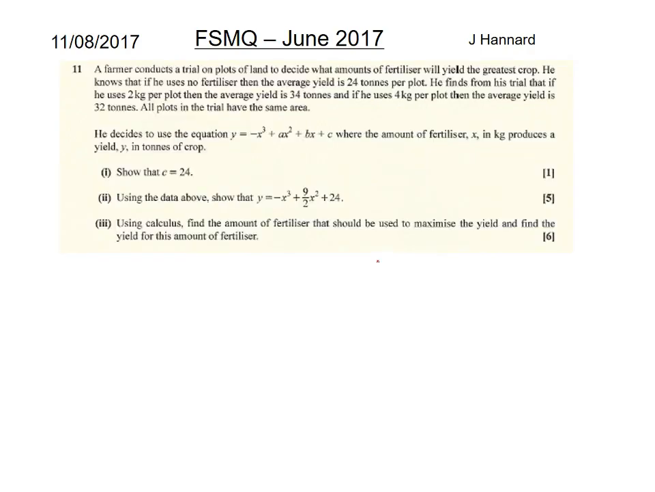Question 11 then. A farmer conducts a trial on plots of land to decide what amounts of fertiliser will yield the greatest crop. He knows that if he uses no fertiliser, then he gets 24 tonnes per plot.